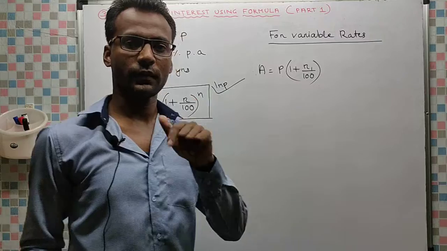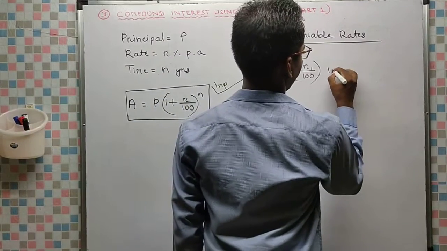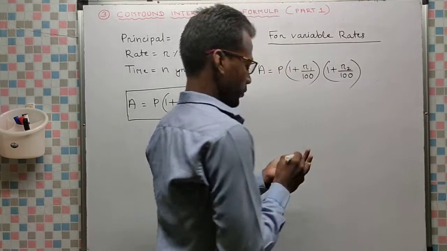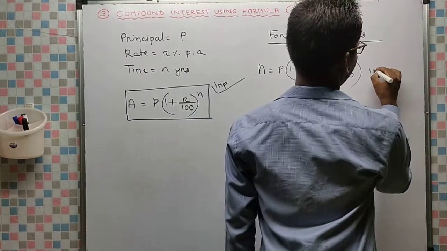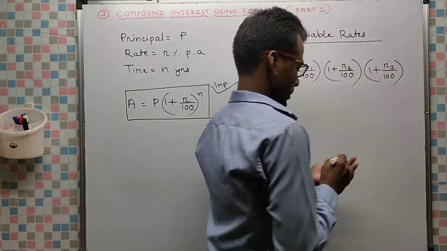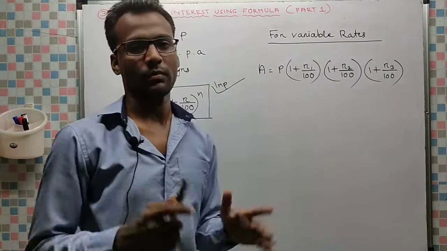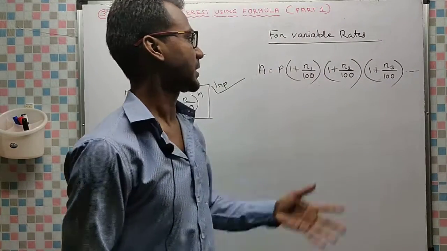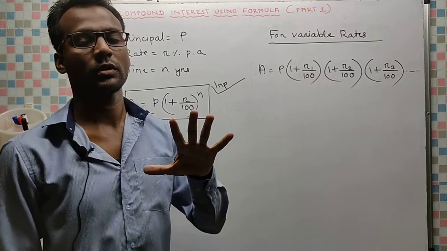R1 means rate for the first year. Then for the second year there will be a different rate, 1 plus R2 by 100. R2 means rate of interest for the second year. 1 plus R3 by 100. R3 means rate of interest for the third year. In this way it can continue for any number of years. So I am putting dot dot dot, means it can continue. Suppose 5 years, 5 different rates of interest.